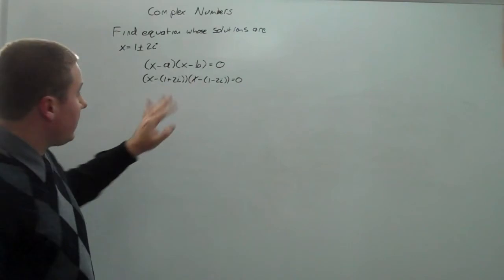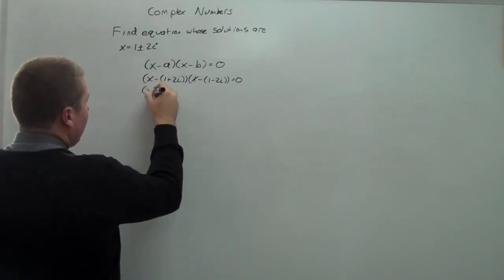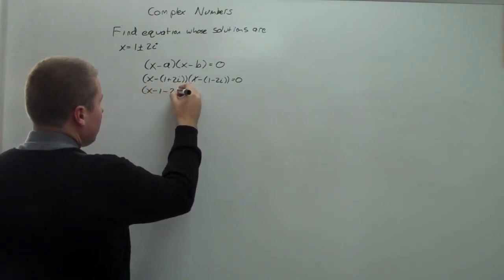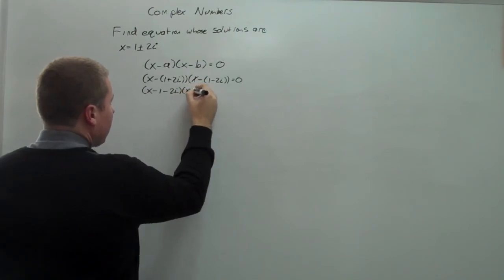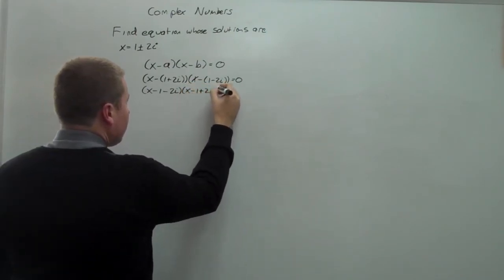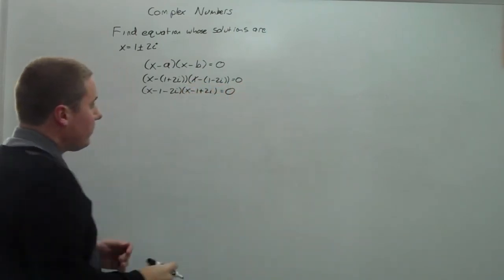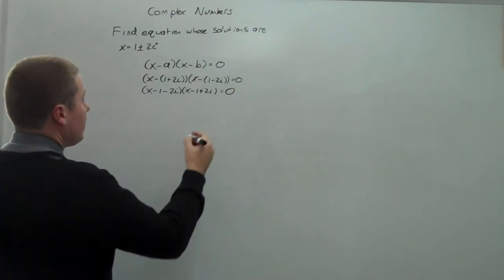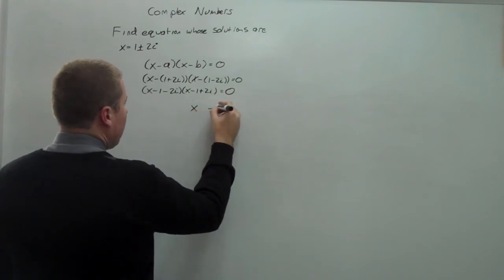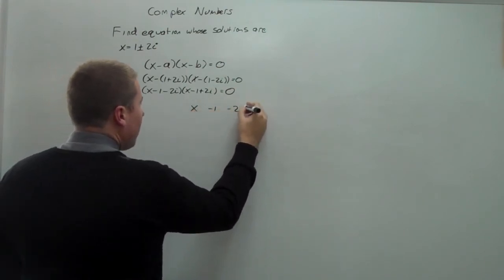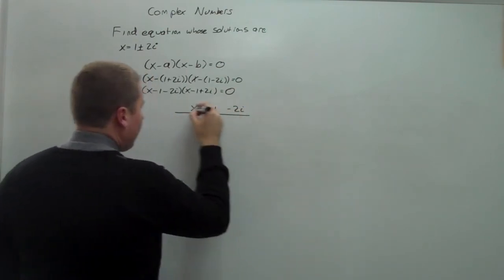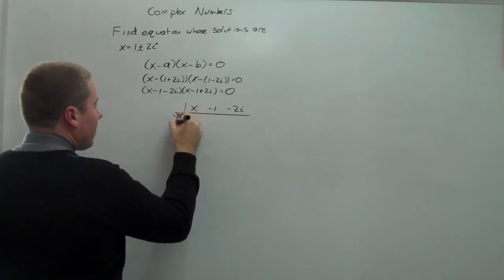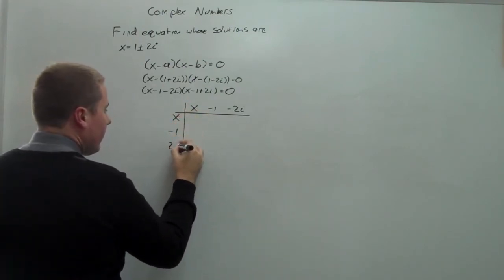First we need to deal with some negatives. So this is x minus 1 minus 2i and x minus 1 plus 2i. Now we can multiply these out, or we can use a FOIL table. So we have x, negative 1, negative 2i, and then x, negative 1, and 2i.